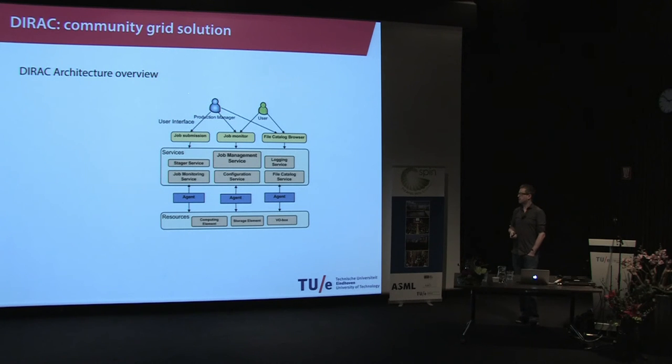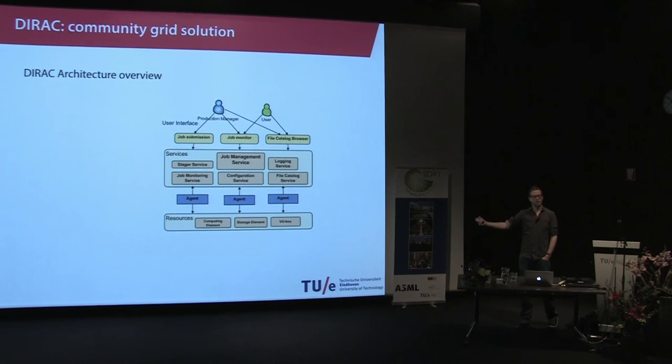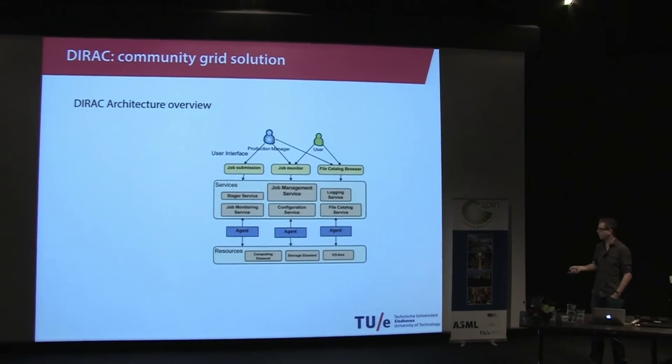So this Dirac architecture overview is essentially as follows. You've got the users up here. Some of the users produce the data and send it via job submission here, or they can do some file catalog browsing and see, well, there's the data I need. I'm going to process it and work with that.